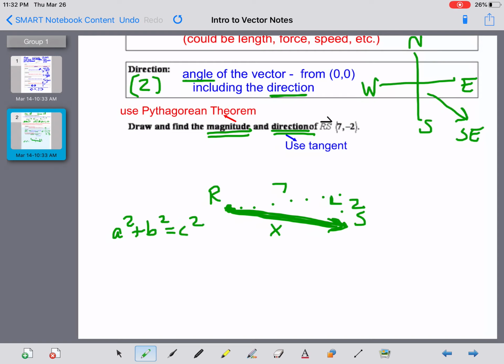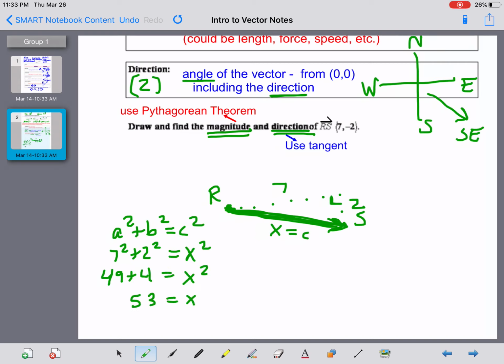And it looks like my most important one, what is c? Well, c has to be my hypotenuse, so that's my x. And I can put my 7 and my 2 in my other two spots. 7 squared is 49, 2 squared is 4. 49 and 4 make 53.